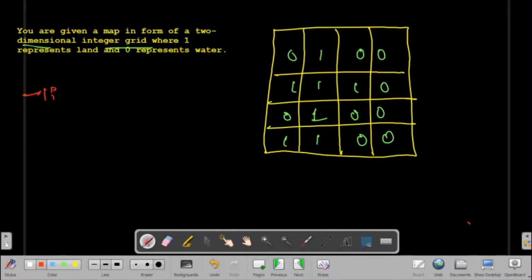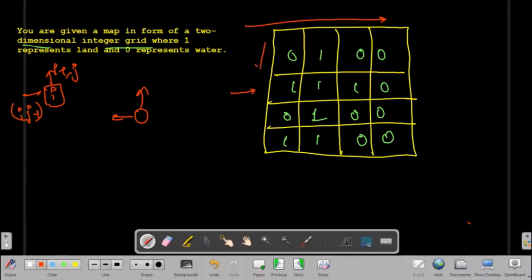Let's suppose this is my ith index, so I will check the (i minus 1, j) index and the (i, j minus 1) index. So I will just see the current index, the up index and the left index, because we will be traversing in this direction. So first we will move in this direction, then we will come down here, and again move in this direction.